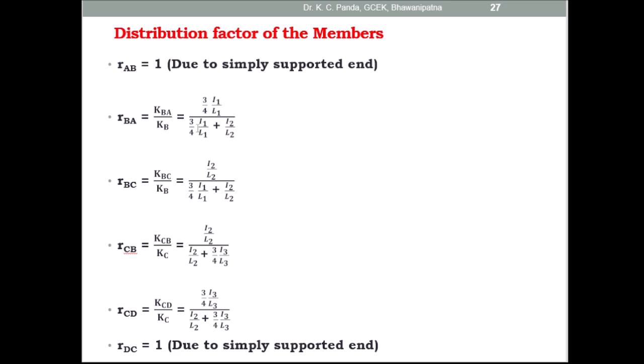RBA is equal to KBA divided by KB is equal to 3 by 4 I1 by L1 divided by 3 by 4 I1 by L1 plus I2 by L2. Similarly, RBC is equal to KBC by KB is equal to I2 by L2 divided by 3 by 4 I1 by L1 plus I2 by L2. And RCB is equal to KCB by KC is equal to I2 by L2 divided by I2 by L2 plus 3 by 4 I3 by L3. And RCD is equal to KCD by KC is equal to 3 by 4 I3 by L3 divided by I2 by L2 plus 3 by 4 I3 by L3. So these are the distribution factors that you can find out.